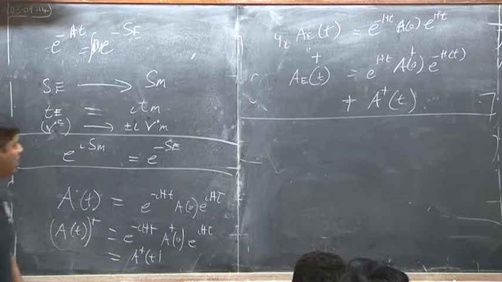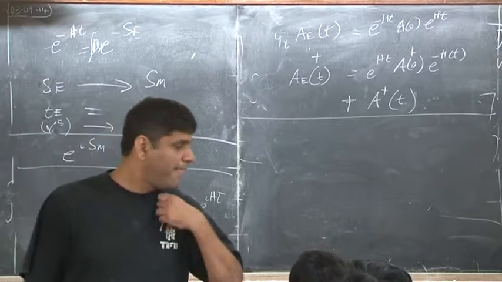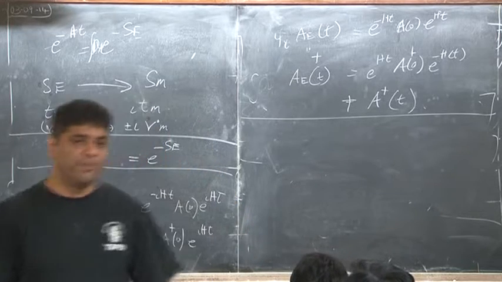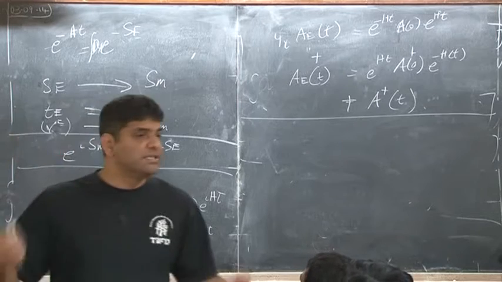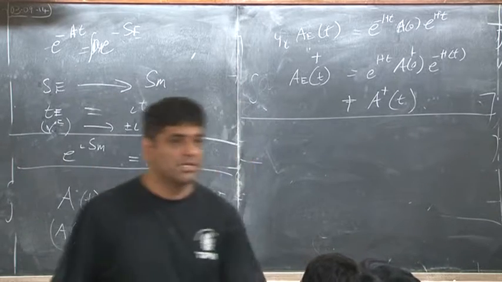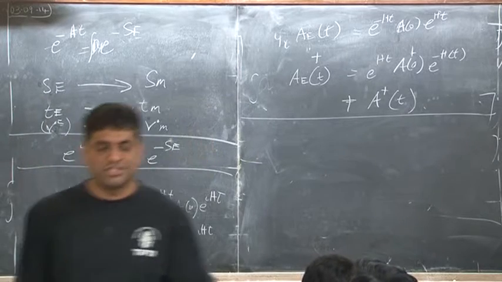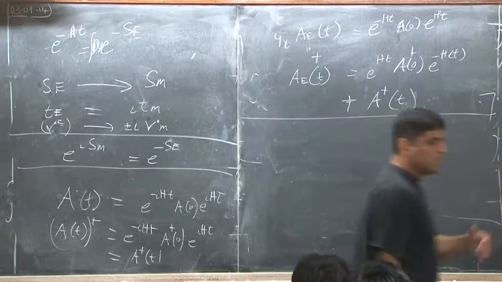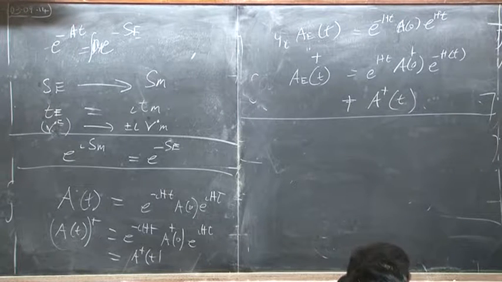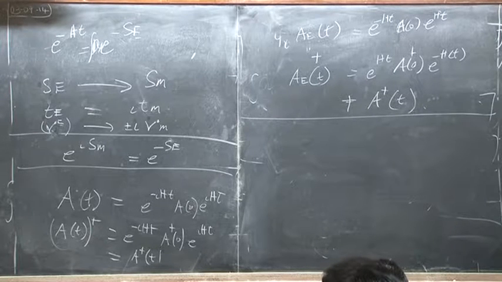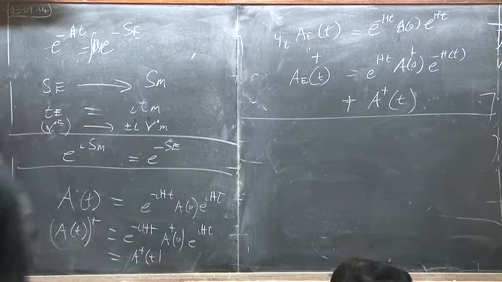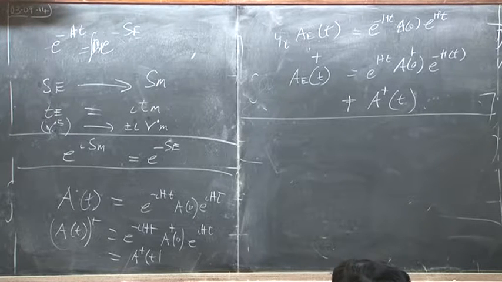Last bit of cleaning up from the last class. We were talking about these conserved currents. I wanted to show you two different equivalent notions of conserved currents for translations. The first is to do what we did in the last class. The second is to couple the theory to a metric and then vary the metric. And these two turn out to be the same. But we'll have this in a problem set.